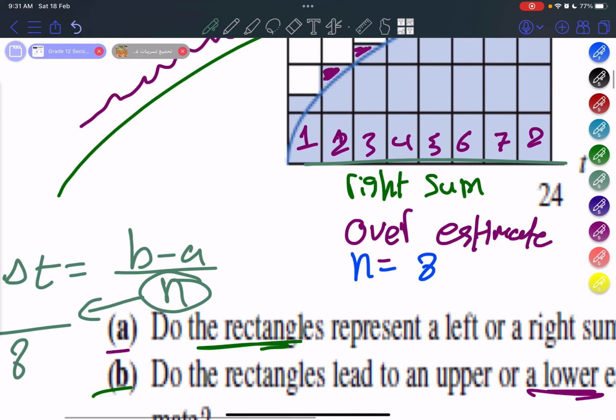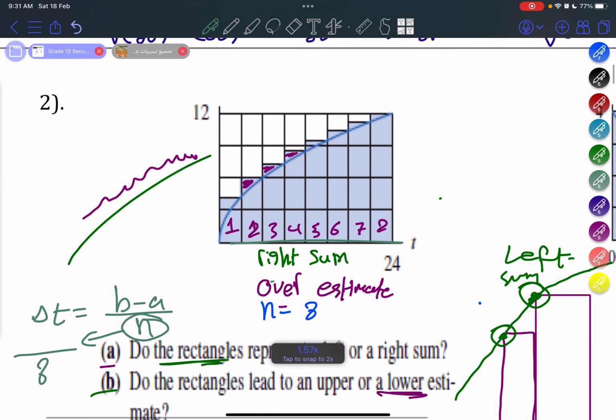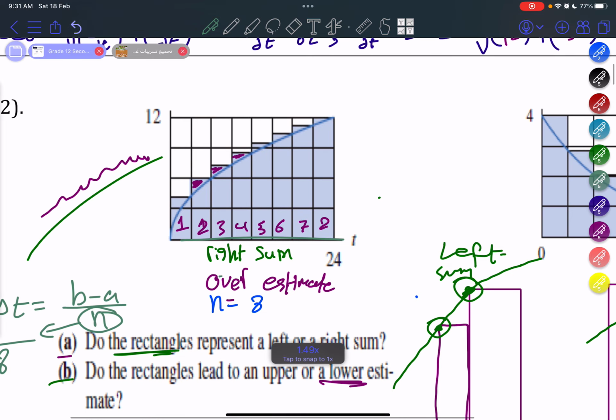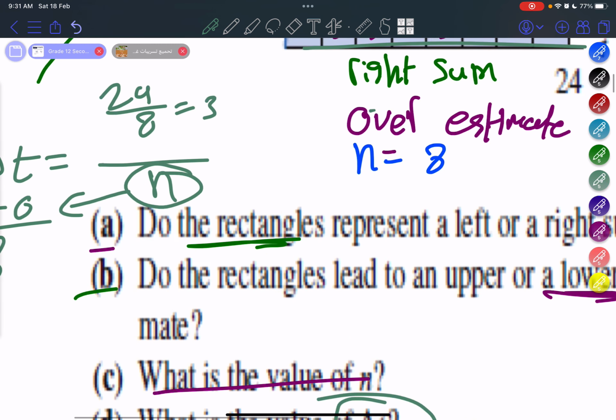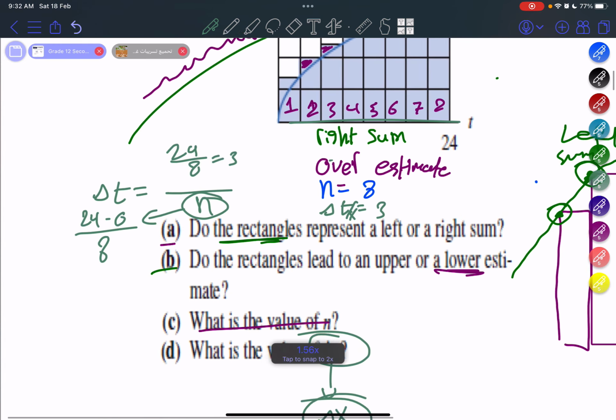But what is b and what is a? b is basically our interval. So our interval goes from 0 to 24. So 24 is b and 0 is a. So we may sub them in. A, as we said, is going to be 0, b, we said, will be 24. So 24 minus 0 will be 24, divided by 8 will equal 3. So delta t, or delta x, equals 3.